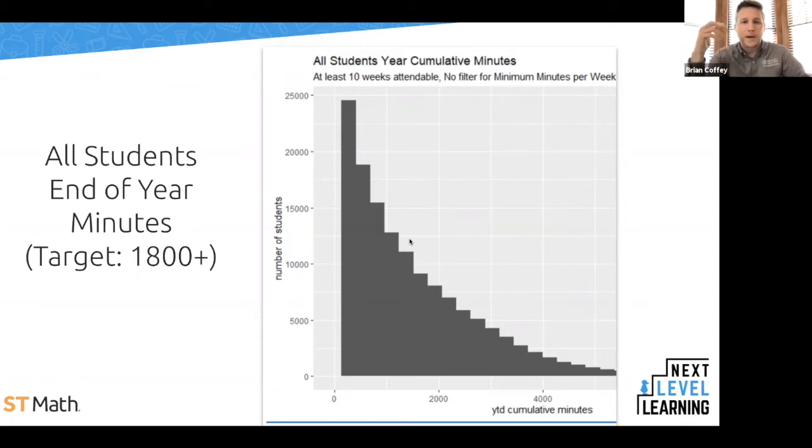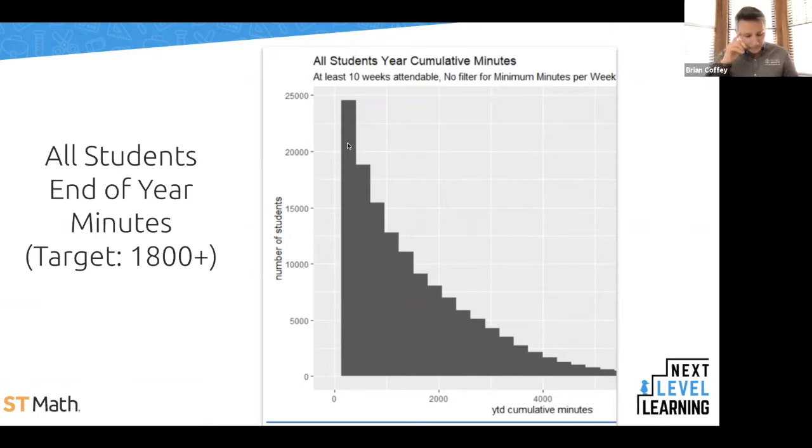Again, to reiterate, at least 10 weeks they had to attend. So 10 minutes per week and at least 10 weeks of attendance. And we did not filter out any minimum requirements for that week other than the 10 minutes. All right. So what this shows here, and you see this big spike at the left, is basically barely any minutes on ST Math. They didn't have much time on ST Math in this given year. And that's a large swath.